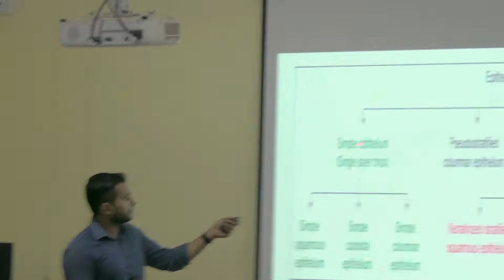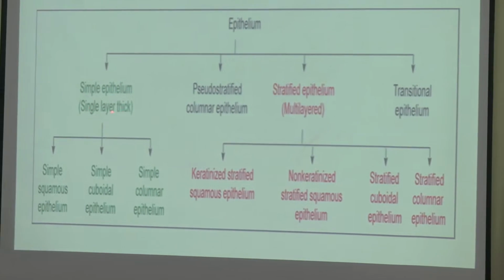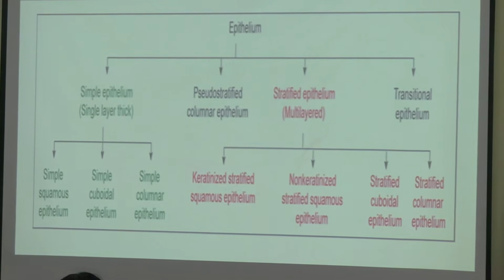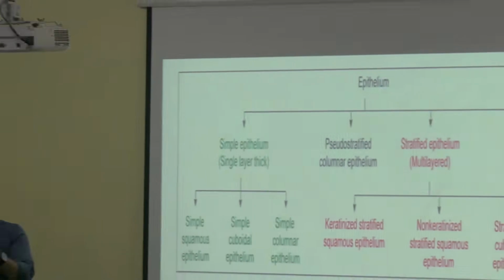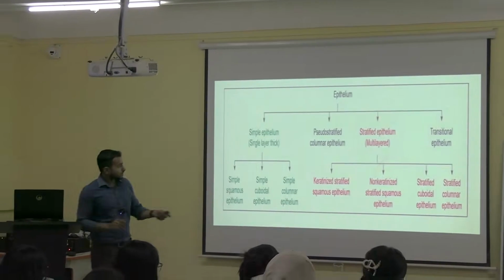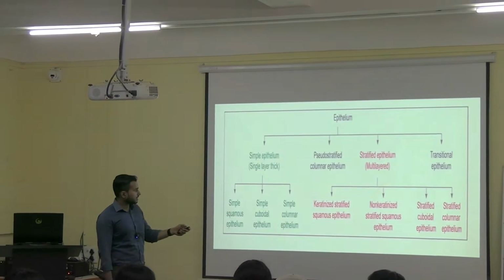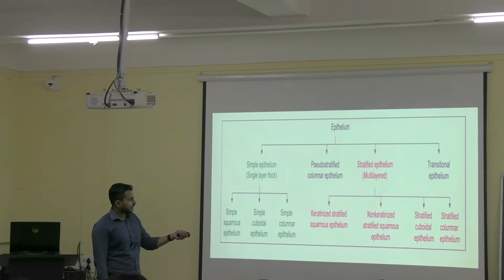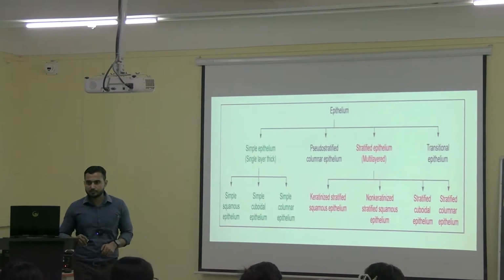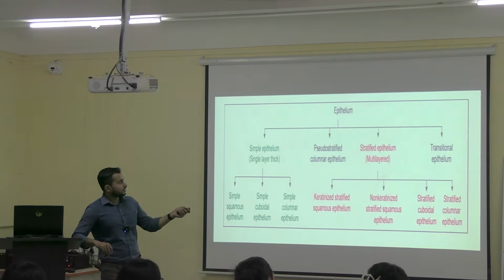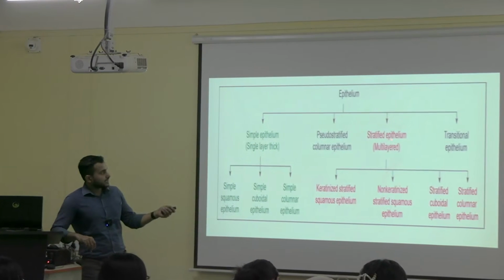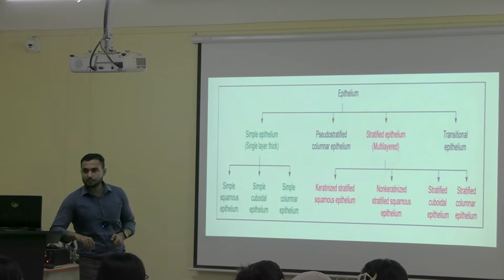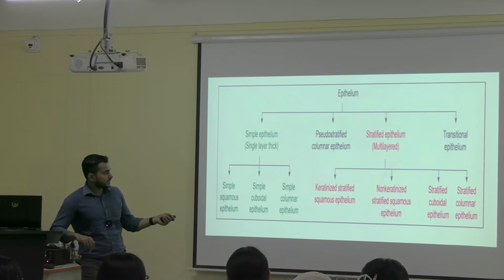See, simple epithelium are also called single layer thick. In most of the books I have seen it as single layer thick. That means only one layer is there on a basement membrane. So based on that, three different types are there: simple squamous, simple cuboidal, and simple columnar epithelium. Next, pseudostratified is in between the two. Already I have told you what is pseudostratified. Next, the stratified, also called multiple layer. So here you are getting stratified squamous epithelium.